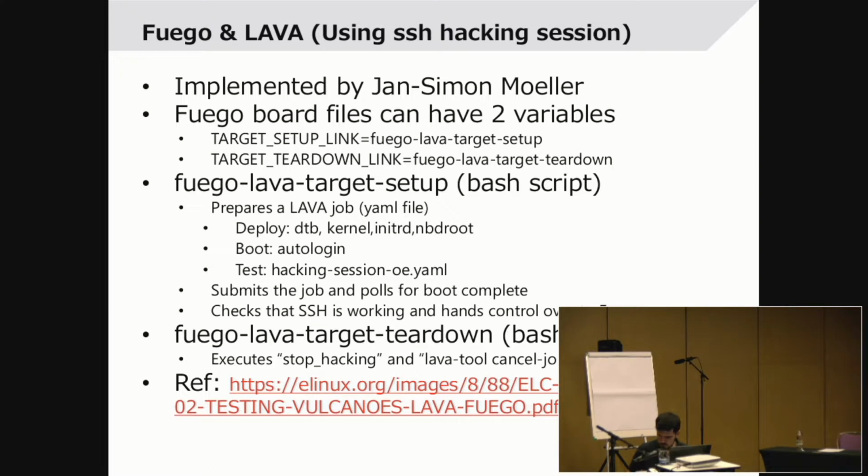And then basically what this script does is to prepare a Lava job file, a YAML file from a template with an auto login and stuff like that, and it submits the job. It polls for boot to complete, and finally it checks that SSH is working, and at that moment it hands control over to Fuego. So this one is explained here, and I'm not going to do a demo.